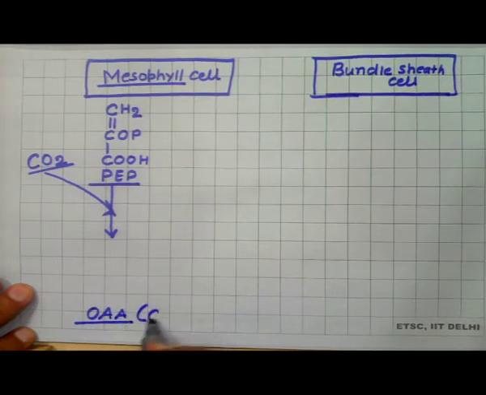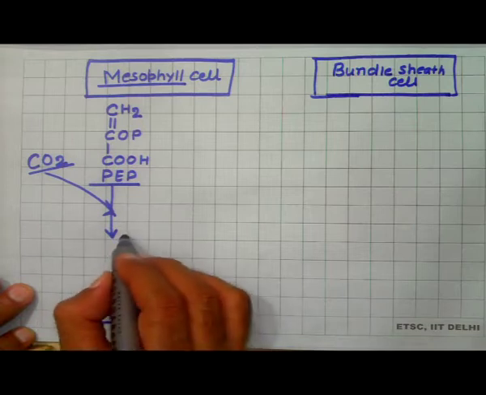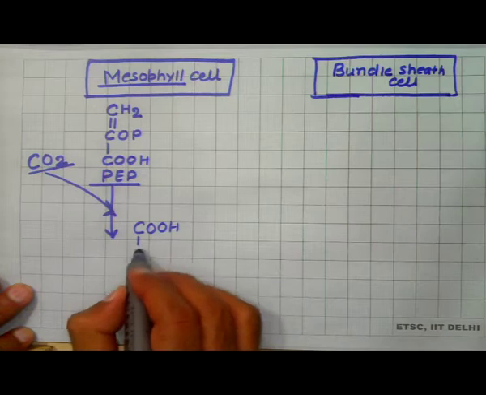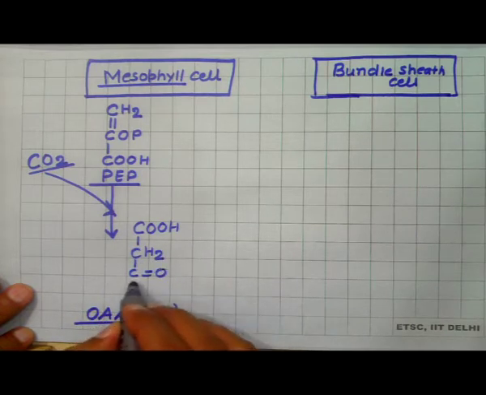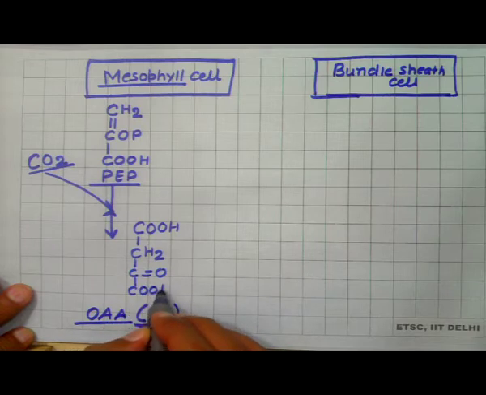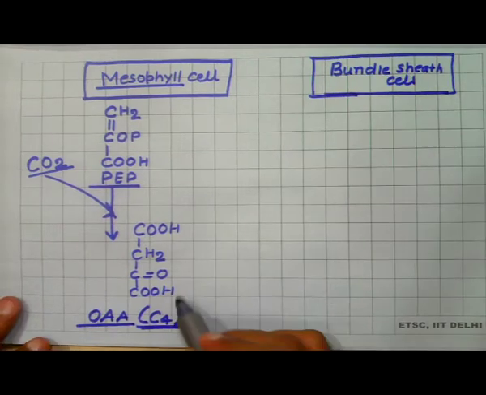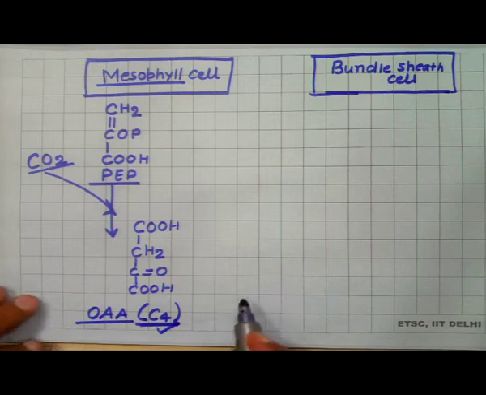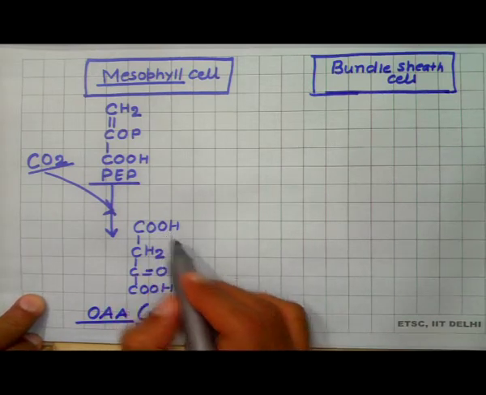This is a 4 carbon compound. So, this cycle is known as C4 cycle. Here the structure of OAA: COOH, CH2, C double bond O, COOH. This is oxaloacetic acid. The first stable compound is oxaloacetic acid. So, the cycle is called C4 cycle. Now, this occurs in the mesophyll cell.